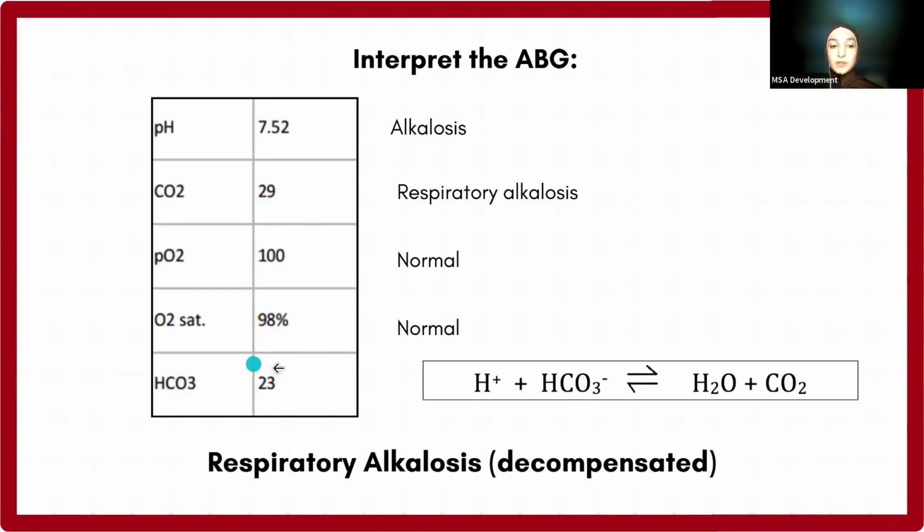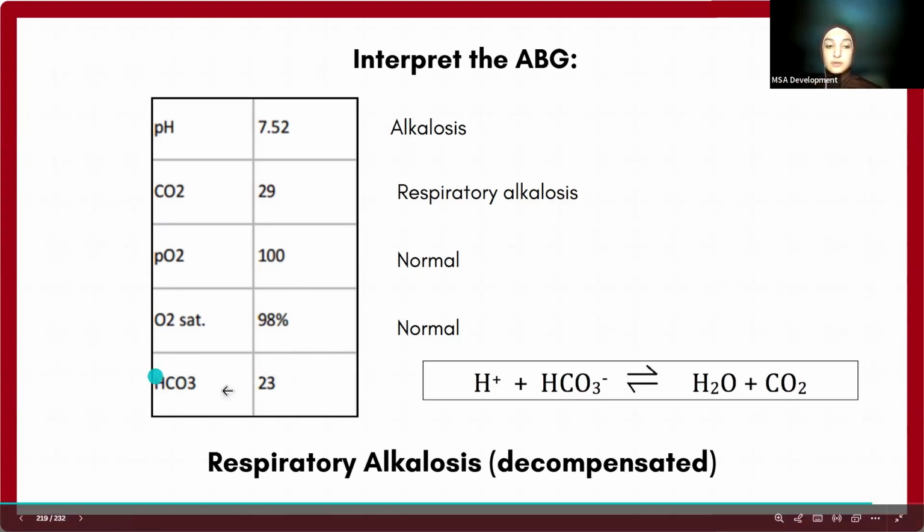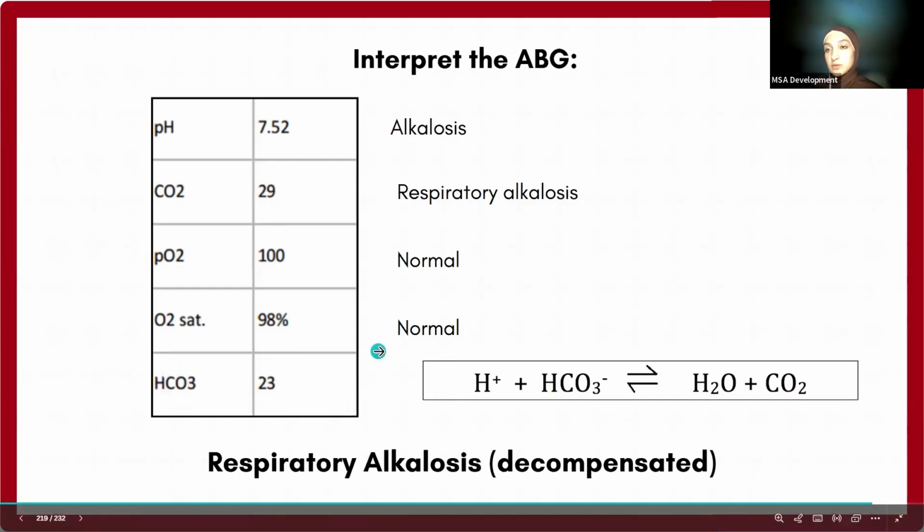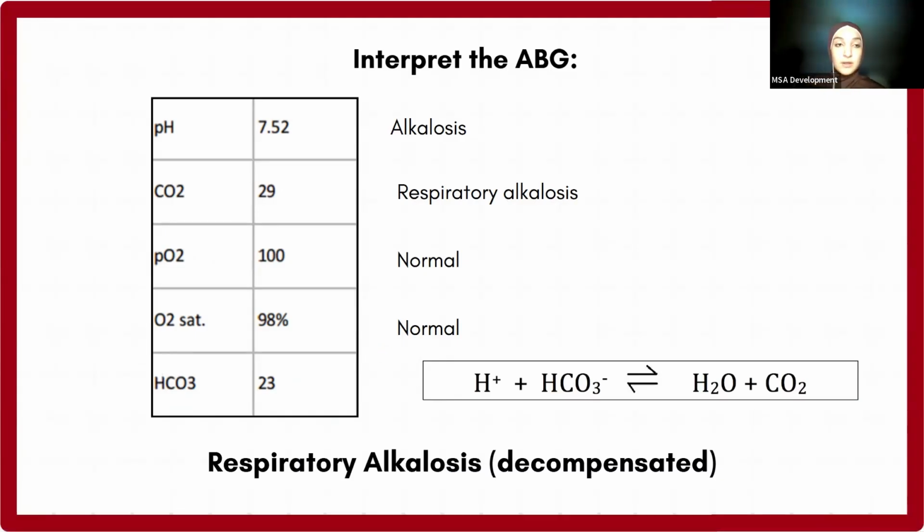I forgot to add it, but the normal range is 22 to 26, so it's within normal range. So there's no HCO3 abnormalities over here. The answer would be respiratory alkalosis, and because there is no change in HCO3, it's uncompensated.